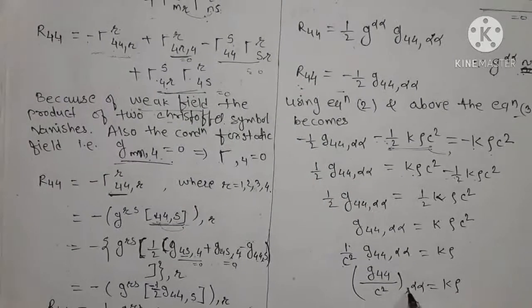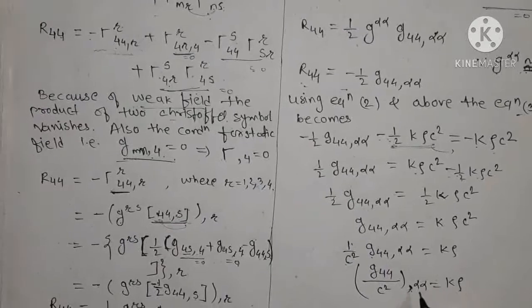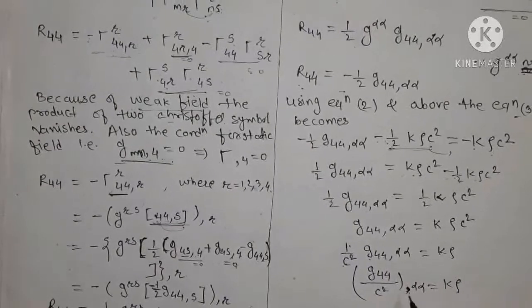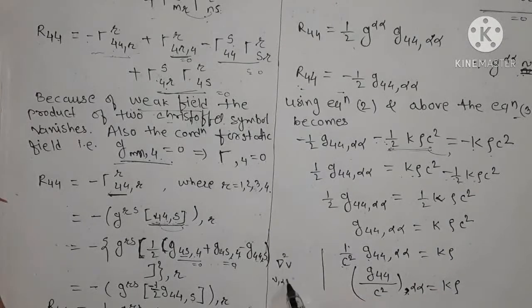And so this is in the form of the Poisson equation. We write this as del squared of V, or V_{,alpha alpha}, equals something times rho, right?